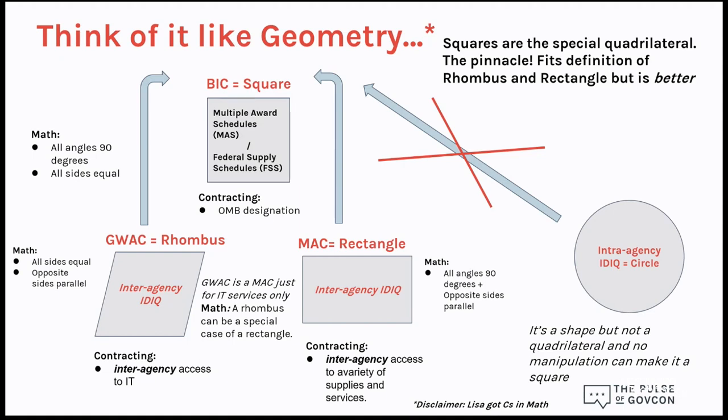So instead, we can also just frame it as I have a 2.5-year-old. We can talk about shapes. So you'll see at the bottom, we have the GWAC, which I am equating to the rhombus. In math, all sides are equal and the opposite sides are parallel. We have the MAC, which is a rectangle. In math, all angles are 90 degrees and the opposite sides are parallel.